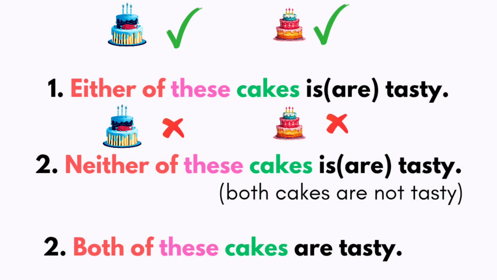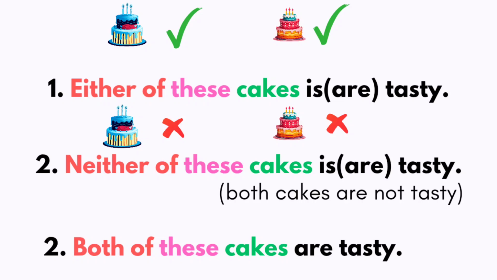Last but not the least, either of these cakes is tasty, or I can say either of these cakes are tasty. Here both cakes are tasty. However, we choose only one cake. We all know the meaning of either. Either means one of 2 options. Okay, when there are 2 options, we pick one. That is the meaning of either.